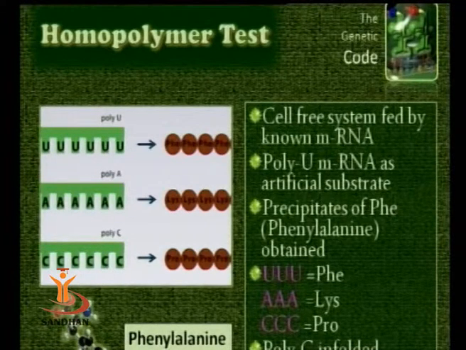But when they carried out a similar experiment with poly G type of messenger RNA chains, they observed that the artificial substrate mRNA was undergoing heavy enfoldings, so it could not be translated successfully. So with these experiments, the precise meaning of GGG was not understood.